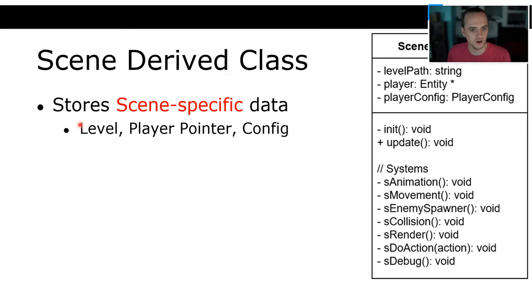We may have a player pointer that we're talking about. So, for example, some scenes may not actually have a player in them. For example, the menu might not have a player, but this one does. We may have some config that's specific to certain things in this scene. In assignment 3, for example, we'll have a player config that does things like define the player's sprite. Also, we have the player jump height. We have the movement speeds, etc. So all that is specific to this scene play.